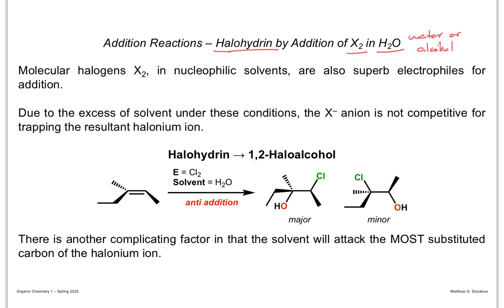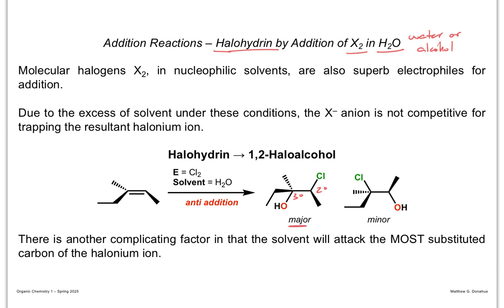The first step is kind of the same. The molecular halogen is the electrophile. It's going to add to one face. And then you get attacked by the solvent, which in this case is water, to do an anti-addition. So it's attacking from the opposite face. If we classify this, we have a secondary chloride and a tertiary alcohol as the major product.